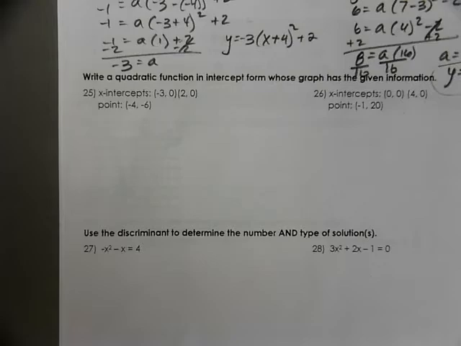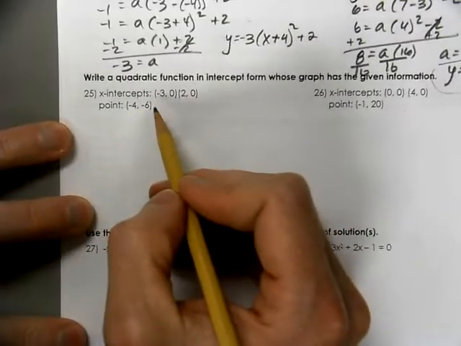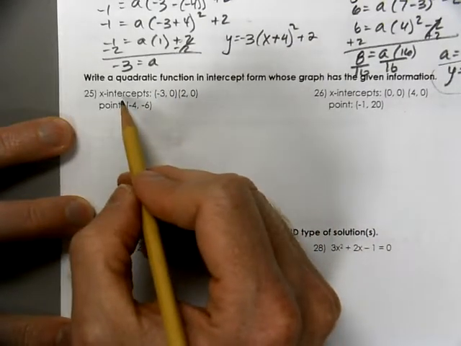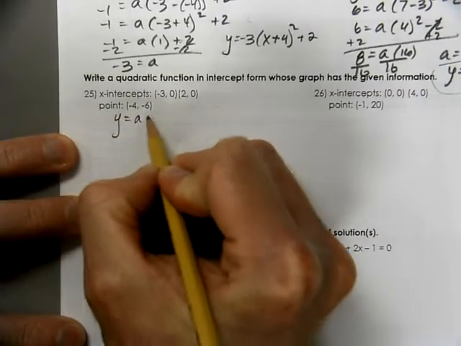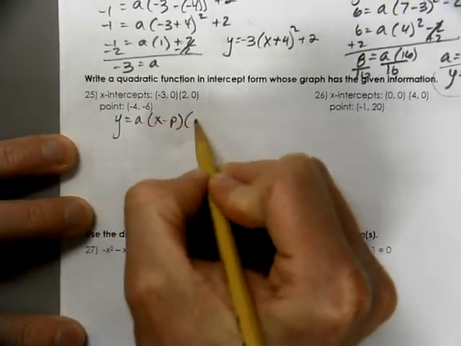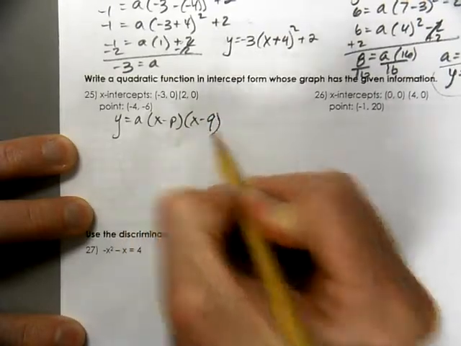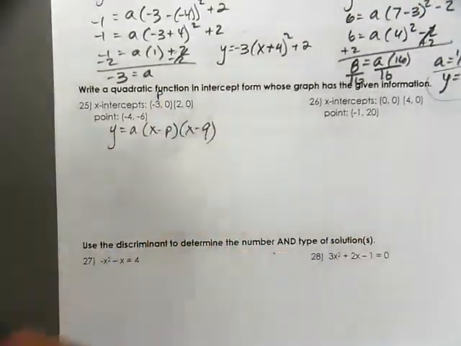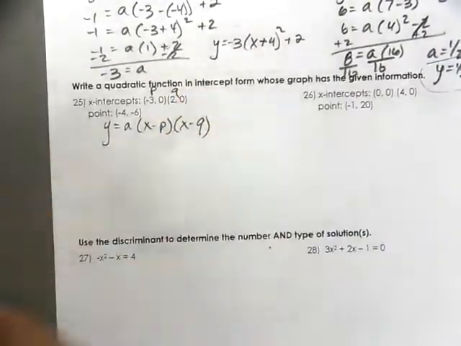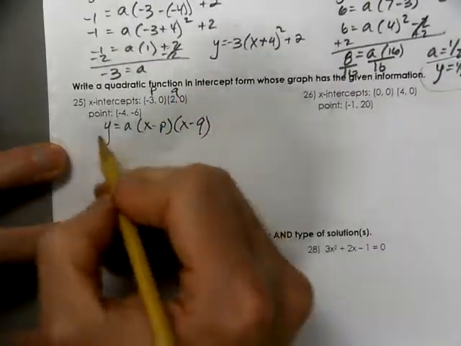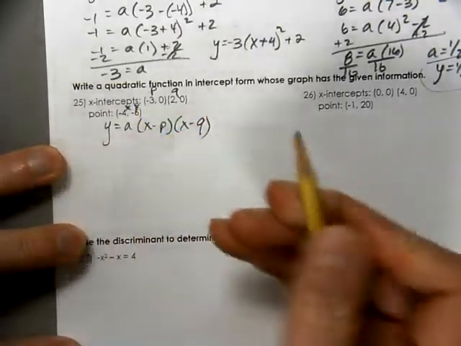Here's intercept form. In intercept form, that's going to be y equals a(x minus p)(x minus q). So the p value will be one of the x-intercepts, and the q value is the other x-intercept. And of course our x and y.